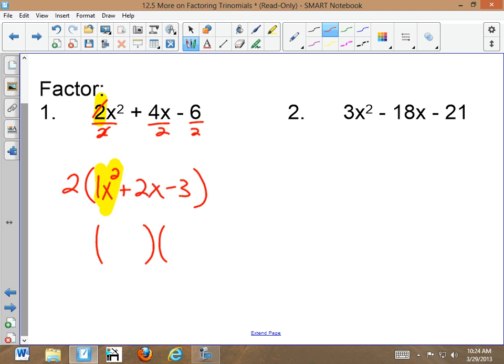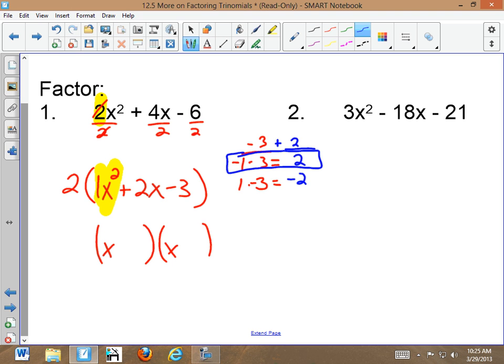2 parentheses, x, x. I now need 2 things that multiply to negative 3 but add up to positive 2. Because 3 is negative, it's going to be negative 1 times 3, or 1 times negative 3. Negative 1 times 3 adds up to positive 2. 1 times negative 3 adds up to negative 2. I want positive 2. That's my answer. So now I go negative 1 times 3. This is supposed to be times, not a negative sign.